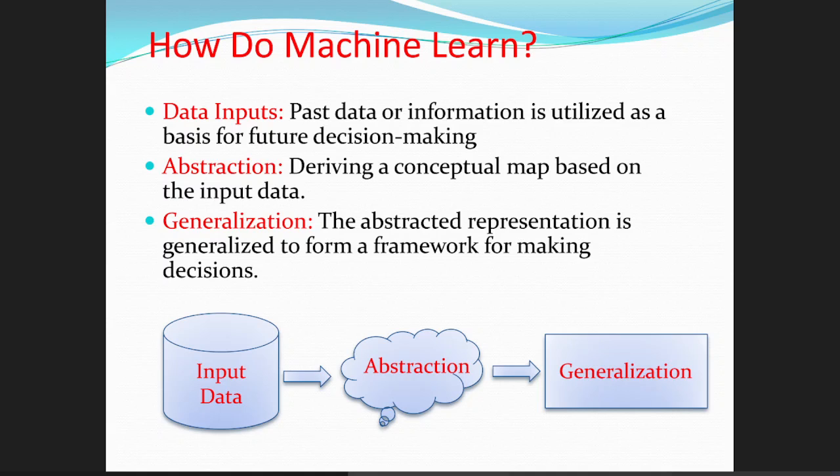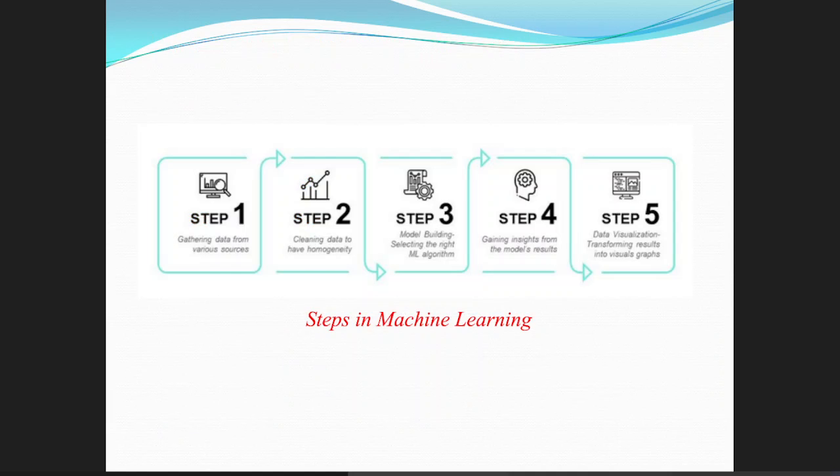So the abstracted representation is generalized to form a framework for making intelligent decisions. We have input data, we abstract the knowledge from the data, and with that knowledge we come up with some conclusions. With this, the machine is learning new things, right?